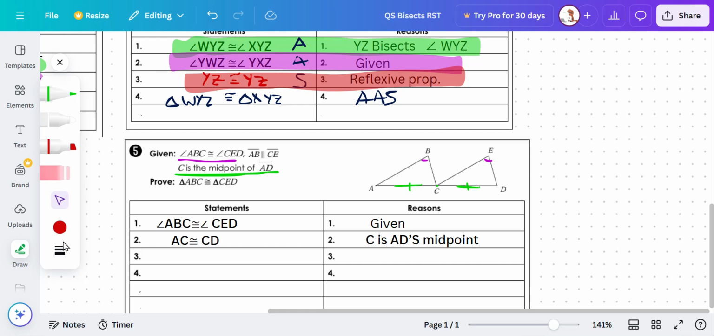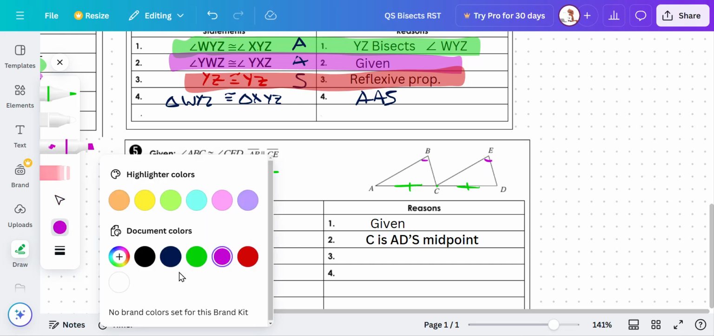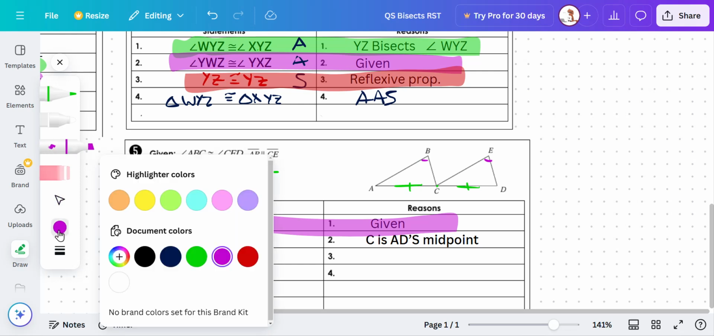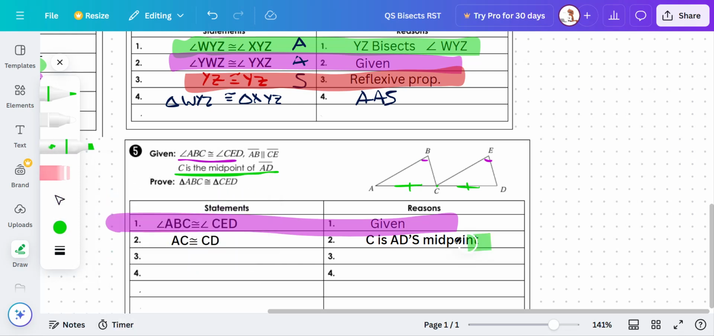So we have, just as a quick touch because it's been a sec for me, ABC is congruent to CED because it is given. And I know that AC is congruent to CD because C is AD's midpoint, so it's split it in half. Now we need another piece of information. So let's look at what we got.